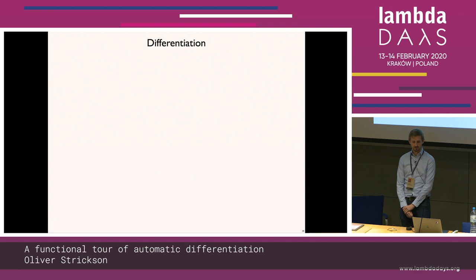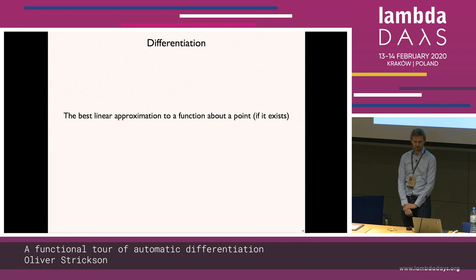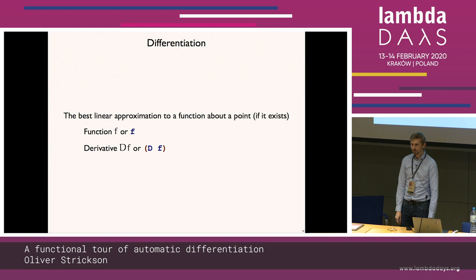So what is differentiation all about? The derivative of a function is really the best linear approximation to that function at a point. It might not exist, but if it does, that's what it is. I'll write in sort of mathy notation functions like that, and in code it looks very similar. I like this operator notation for derivatives with the capital D f, and in code I'll write that.